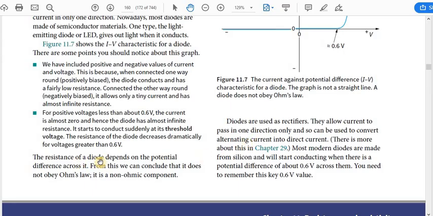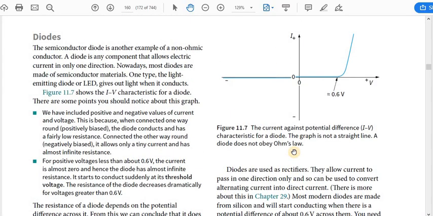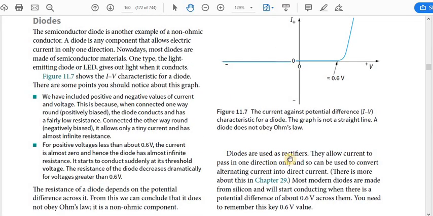Okay, so you can see the resistance of a diode depends on the potential difference across it. From this we can conclude that it does not obey Ohm's law. It is a non-ohmic component. Okay, in the A2 class you will learn about diodes being used as rectifiers, and you would have also learnt in the O-level class what a rectifier is.